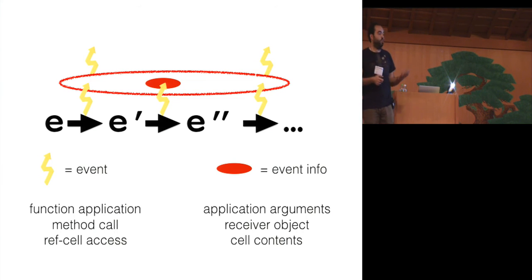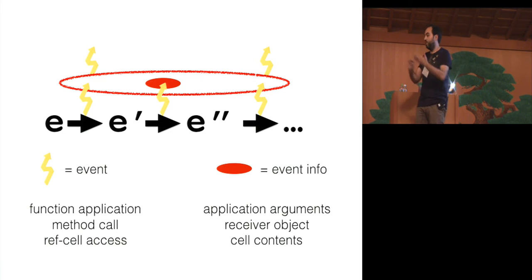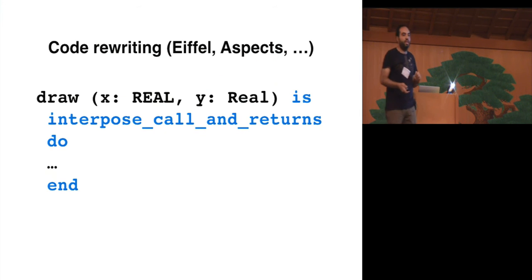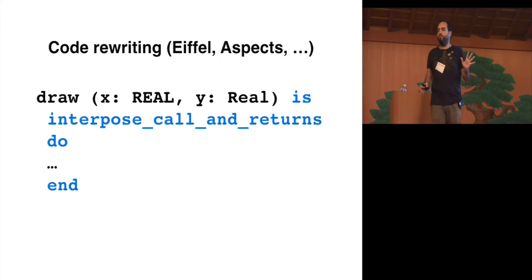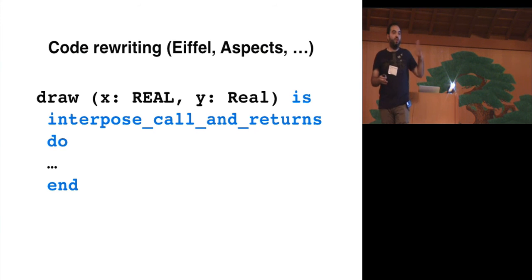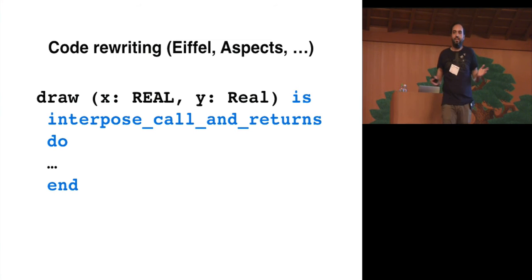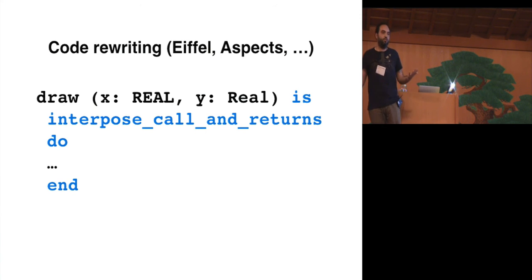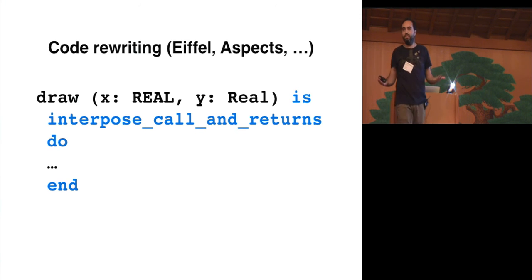For instance, for a function application, what are the arguments? What is the result? For a method invocation, what is the receiver object? For a ref cell access, what is the contents of this cell? There are many ways we can implement this kind of interposition layer. The first one, and the easiest, is with code rewriting. It happens as a compilation phase. We know that from aspects. IFL also does the same thing to implement its contract system.